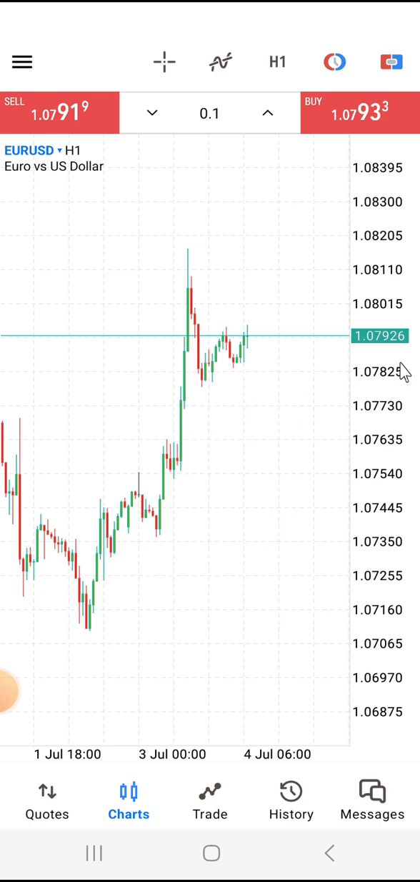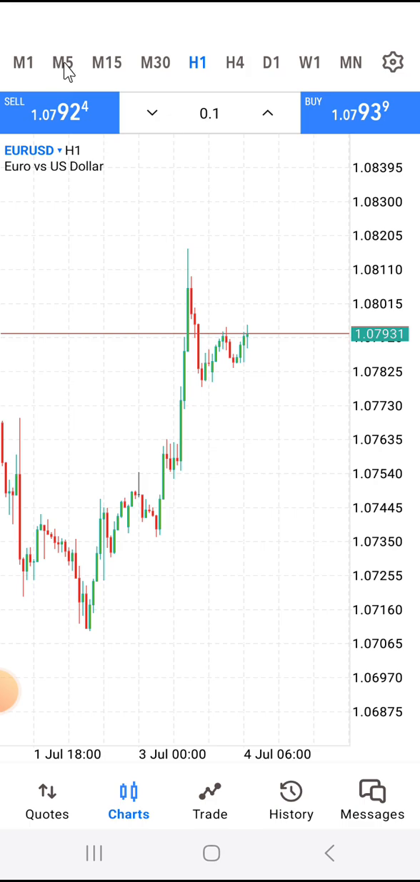So for instance, this is where to change the time. You click on H1. We have M1, M5, M15, which represent 1 minute, 5 minutes, 15 minutes. The H represents hours, so we have 1 hour, 4 hours, and then the D represents daily.